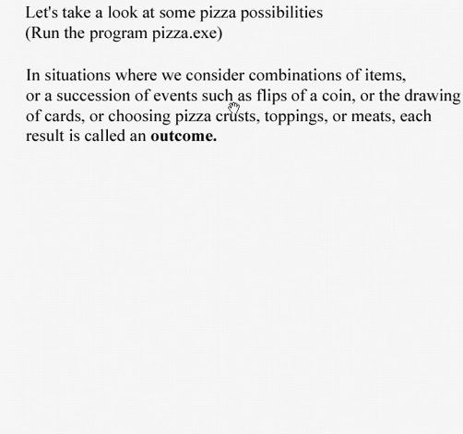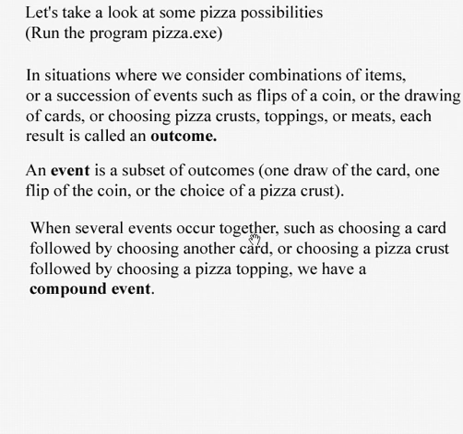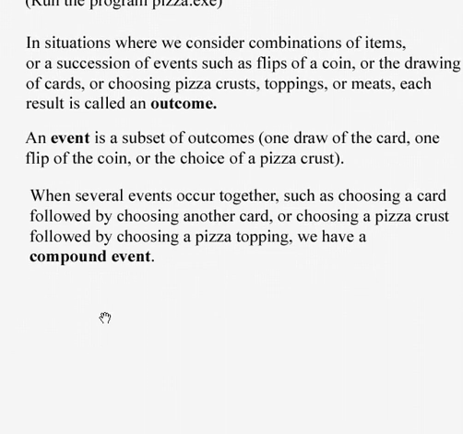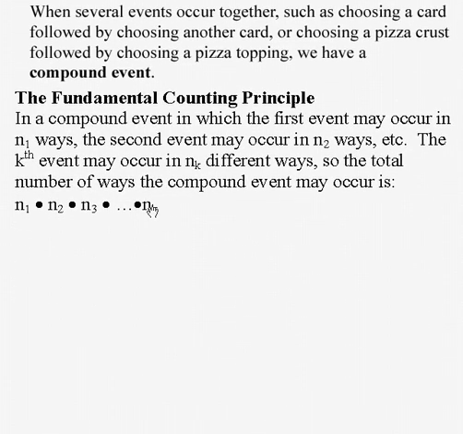And so in certain situations where we consider combinations of items, which could be a succession of events like flips of a coin, drawing of cards from a deck, choosing pizza crust, toppings, or meats, each particular result is called an outcome. An event is a subset of outcomes. One drawing of the card, one flip of the coin, one choice of the pizza crust. And when several events occur together, like choosing a card followed by choosing a second card, or like our example, choosing a pizza crust followed by choosing a meat topping, and then of course followed by choosing a non-meat topping, we have what we call a compound event. And in a compound event, the fundamental counting principle comes into play.